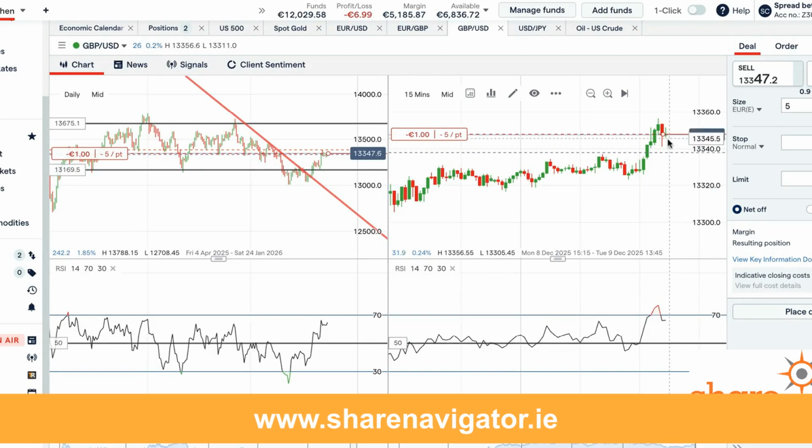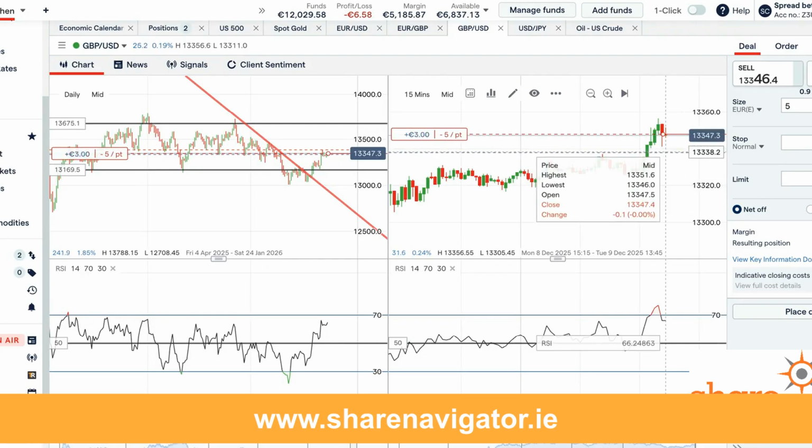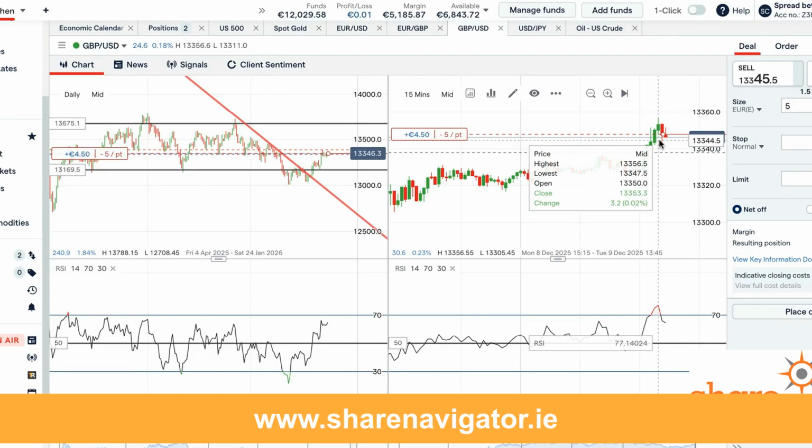Or if we make 10 points profit here. So we've bet €5 per point. So if we made a total of 50, we'd be out. So whichever of those two comes first. And then I suppose the last one and the least desirable one is our stop loss.